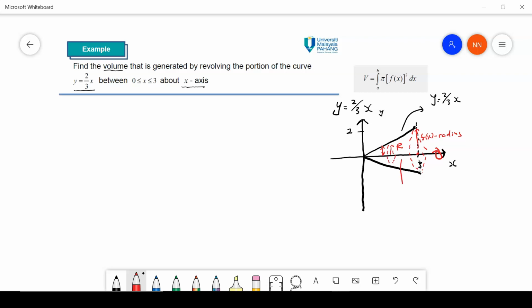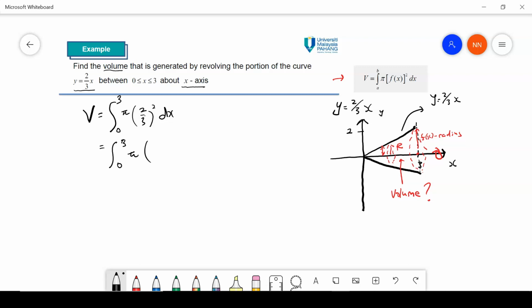Okay, so how to calculate the volume? We will use this formula to calculate the volume of the solid of revolution when we generate this solid about the x-axis. So let's calculate using the formula. Volume is equal to the integral from lower to upper limit, 0 to 3, of pi f(x) squared, so (2/3)x squared dx. Then I have 0 to 3 pi.